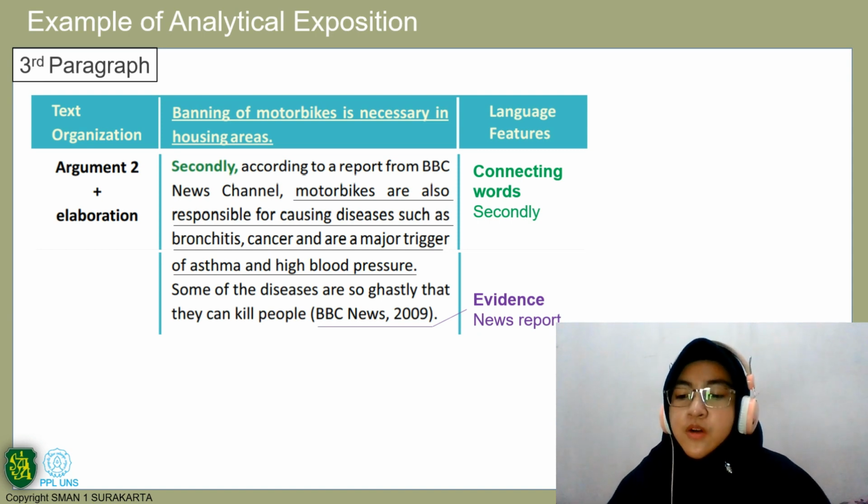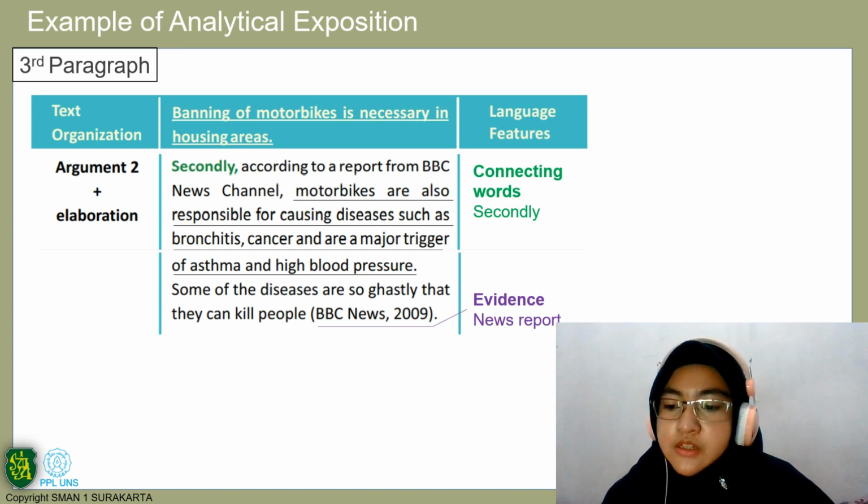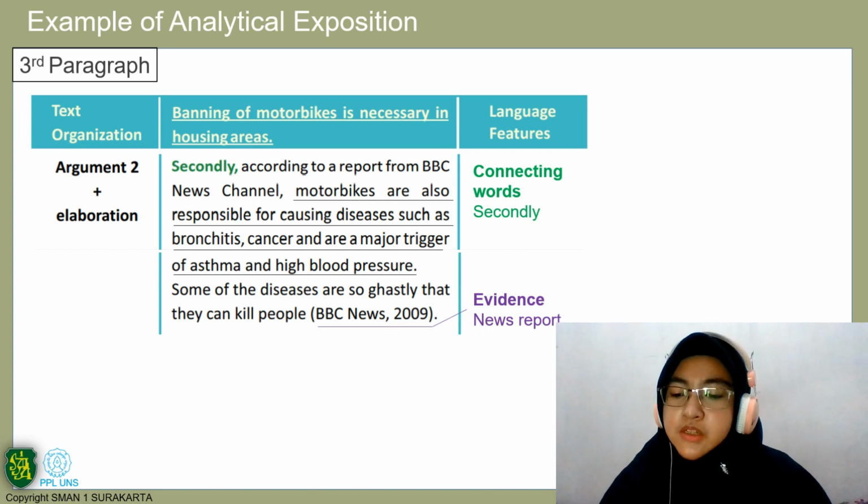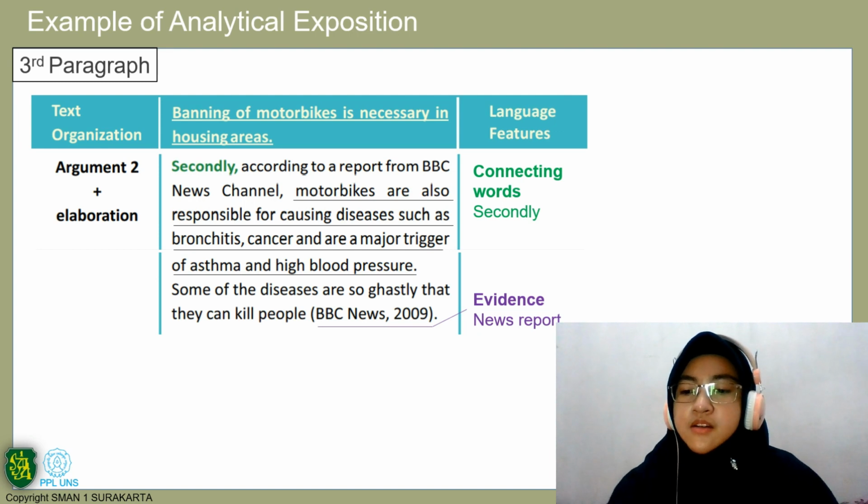This is the argument of the writer, and then he elaborates his argument with news here, BBC News 2009. So if you want to include the news or maybe research, usually you have to include this BBC News. For example, you take it from BBC News, you have to write at the end BBC News, comma, and the year when the news was released. Okay, if you look at the language feature here, we find secondly, what is second? Connecting word, and then are, motorbikes are. Here are also present tense.